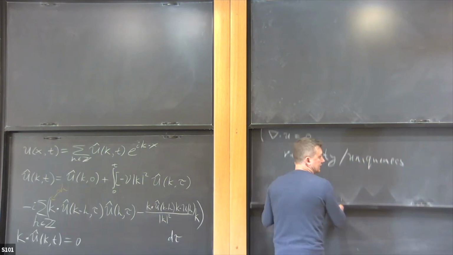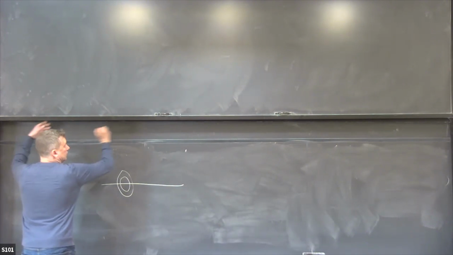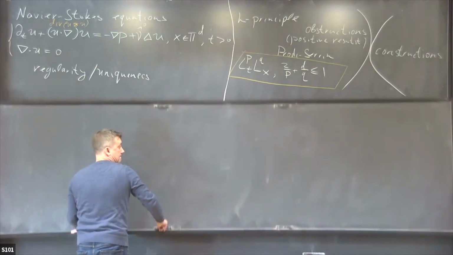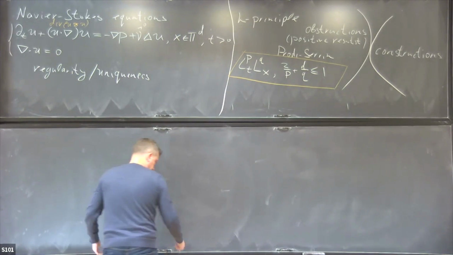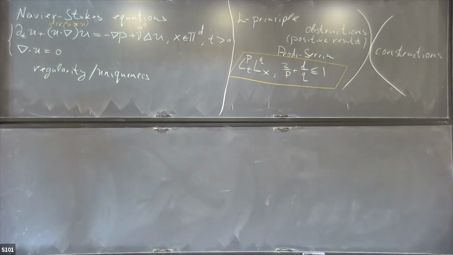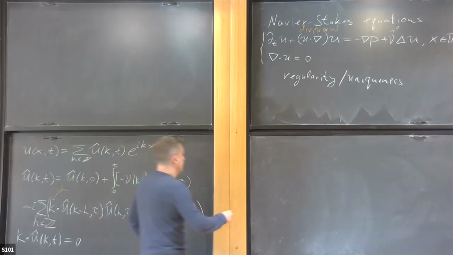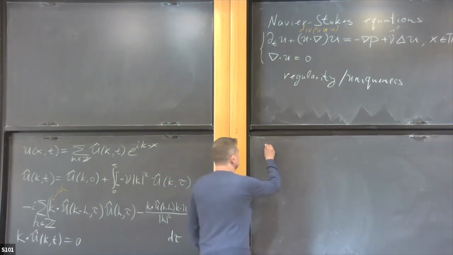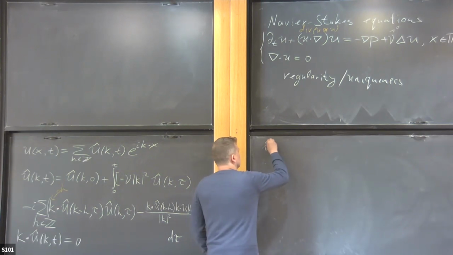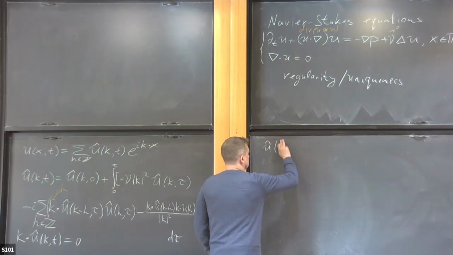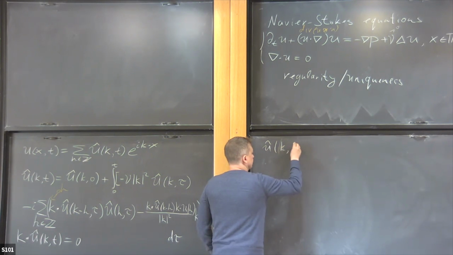And why did I integrate in time? Because now what we have is the definition of a weak solution. Okay. So for us, what is going to be a weak solution? It's going to be a sequence of Fourier coefficients. What we are going to assume is that they are continuous. So each Fourier coefficient is a continuous function.